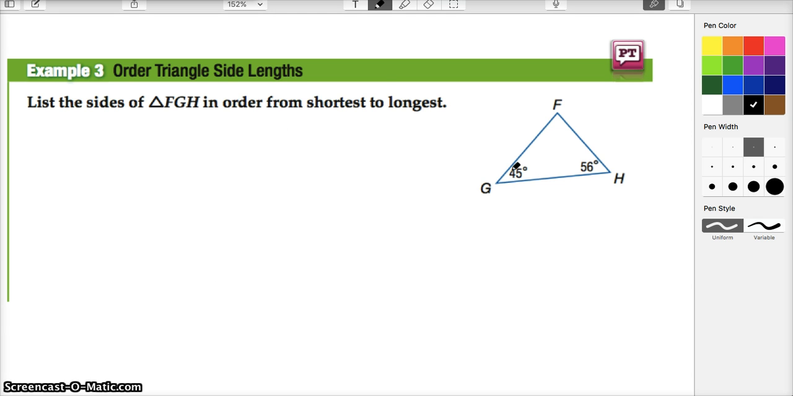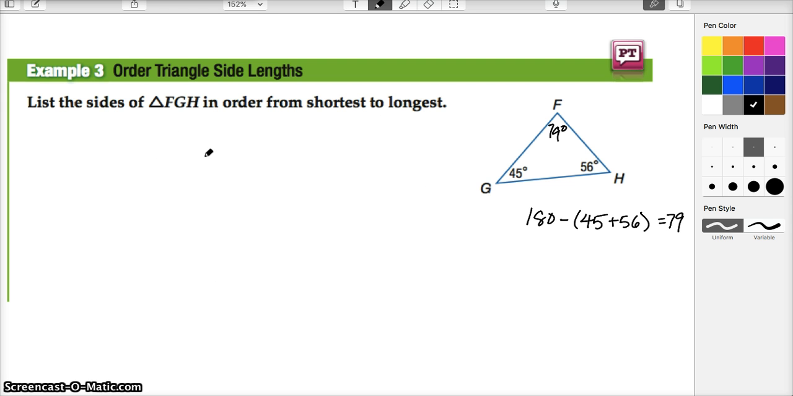And the beautiful thing about having two angles of a triangle is we automatically know the third angle, right? So if this is 45 and this is 56, I can calculate that this remaining angle is 79 by taking 180 degrees and subtracting the sum of these other two angles. So now that I've got that this is 79 degrees, I totally can tell you the shortest to the longest.